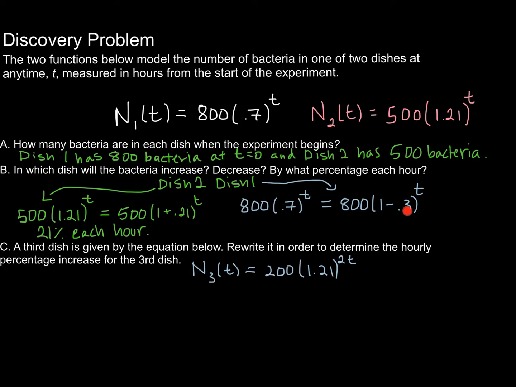Multiplying 800 by 0.3 would give me 30% of it, and I would be subtracting, which means I'm left with, of course, 70%, but also means that I lost or decreased by 30% of the 800 that I had. So here I'm decreasing by 30% each hour. All right, let's take a look at the last one here, part C.